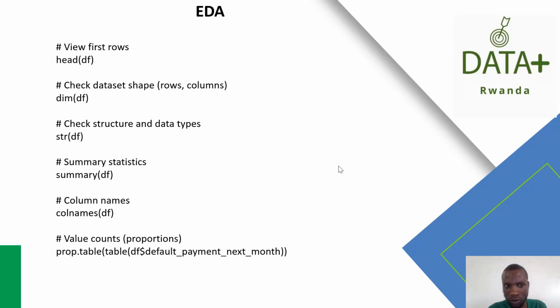I was viewing the first rows of my data, checking dimensions, checking the structure and data types, summarizing statistics and column names to see how the names of my dataset look, and the value counts. I'm trying to calculate the proportion of the data set for the default payment next month. So I'm trying to see some basic analysis before we jump to the artificial intelligence techniques. This is exploratory data analysis, of course, that I'm doing. As the title of the slide says, EDA means exploratory data analysis. I'm exploring my data to understand it better.